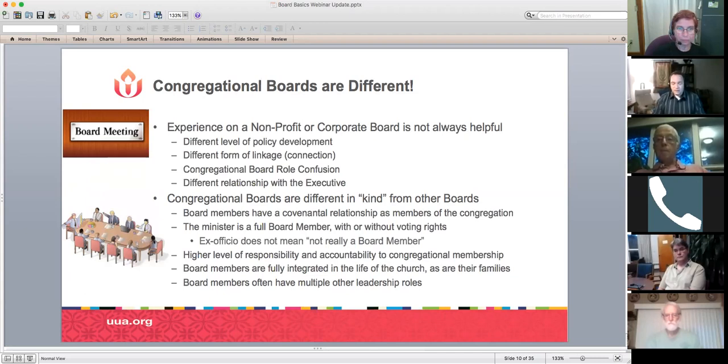And the non-voting is often, in my opinion, there in order to protect the pastoral relationship, so that people do not end up on an opposite vote from the person who is their spiritual caregiver. There's also a higher level of responsibility, visibility, and accountability from congregational members, in that you can't get away from them except by not coming to church, and that's a terrible idea.